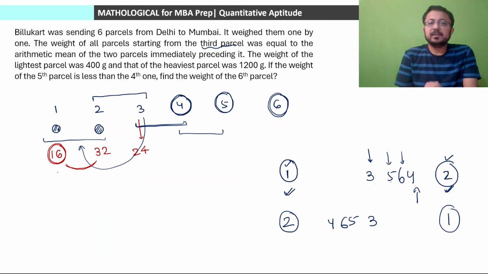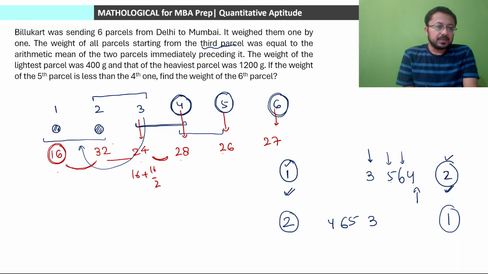So 16 plus 16 by 2, 24. Now weight of the fourth parcel, that will be 32 plus 24 by 2, or 24 plus 4, 28. Weight of the fifth parcel, 24 plus 2, या 24 plus difference है 4 का, 24 plus half of difference, so that will be 26. Now weight of the sixth parcel will be 26 plus 1, 27. So you can clearly observe कि हमारी फर्स्ट टू वैल्यूज ही मिनिमम और मैक्सिमम होंगी, बीच की वैल्यू सारी मिडिल में ही लाई करेंगी बिकॉज ऑफ द प्रॉपर्टी ऑफ एवरेज.